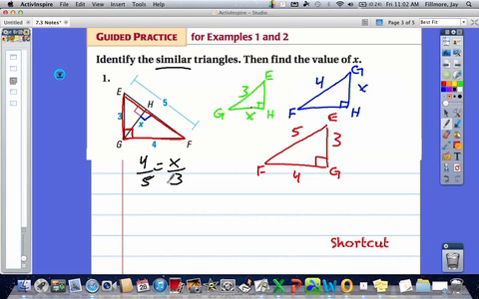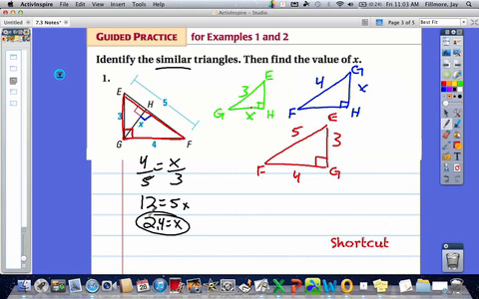Now remember, there are several proportions you could write. You could also say 4 over x and 5 over 3. Or you could look at your red large triangle and your green small one and say 3 over 5 equals x over 4. There are a number of proportions you could write. Any way you do it, when you cross multiply here, you should end up with 12 equals 5x. And so x equals, I want to say, about 2.4 when you divide by 5.